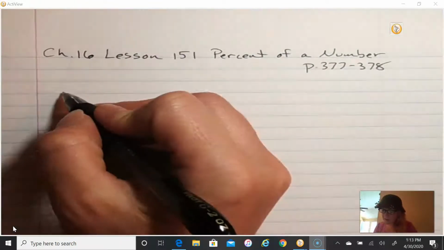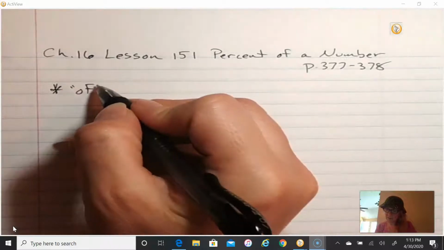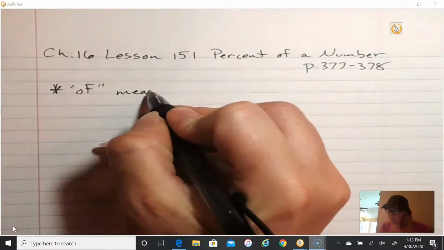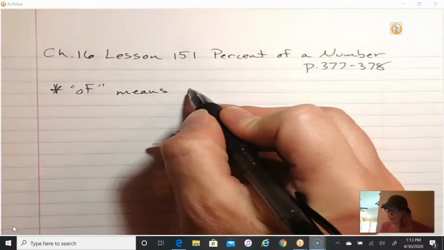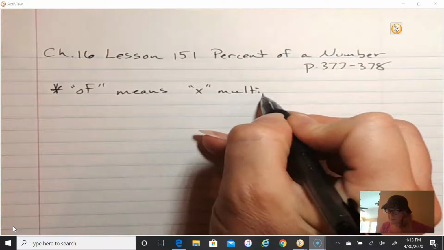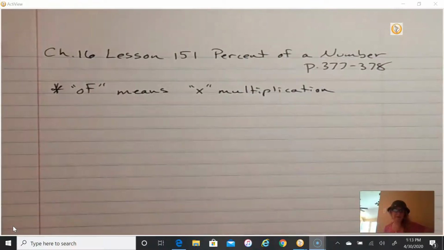Remember that word "of"? You know what "of" means in word form, like if you're doing written expressions or written equations? It means multiplication. That's right. That's exactly what "of" means.